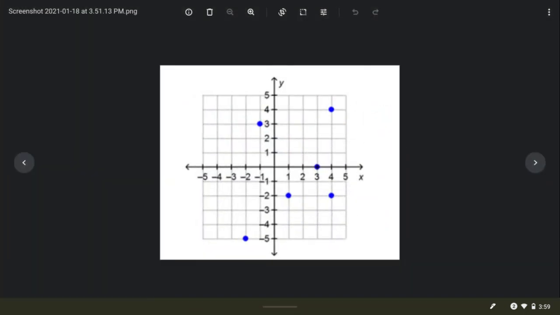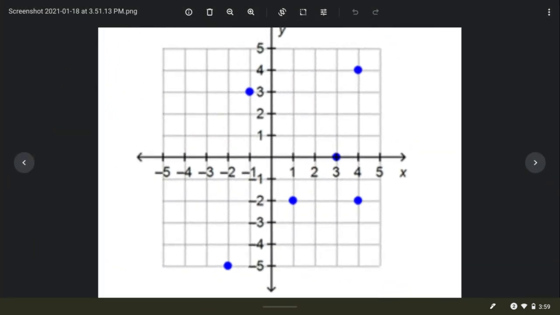Let's look at this kind here. This is what they would call a discrete graph.